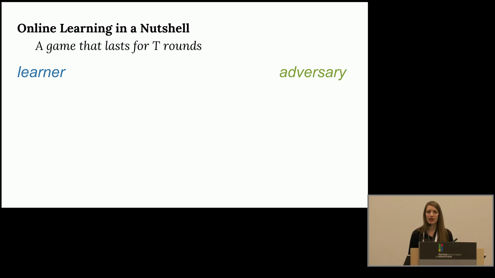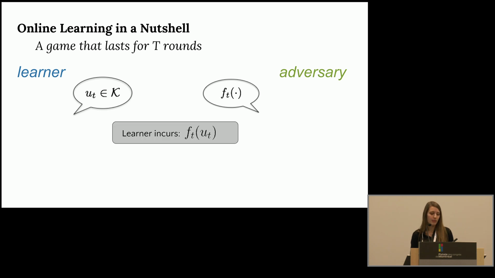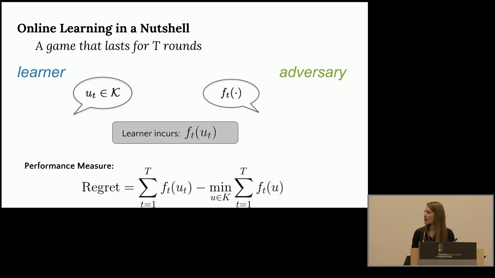So online learning is a game that lasts for T rounds between a learner and an adversary. At every time step, the learner selects an action, u_t, out of a decision set K, and the adversary responds with the loss function f_t, upon which the learner suffers f_t of u_t. Here, typically, the loss functions are selected from loss functions that are linear or convex, and the decision set K is also typically assumed to be convex. The performance of the learner is measured by the notion of regret, which is the difference of the cumulative loss compared to the cumulative loss if the best strategy was played in hindsight.